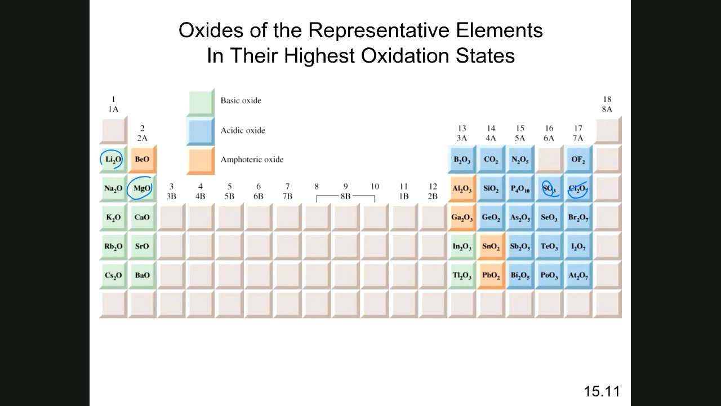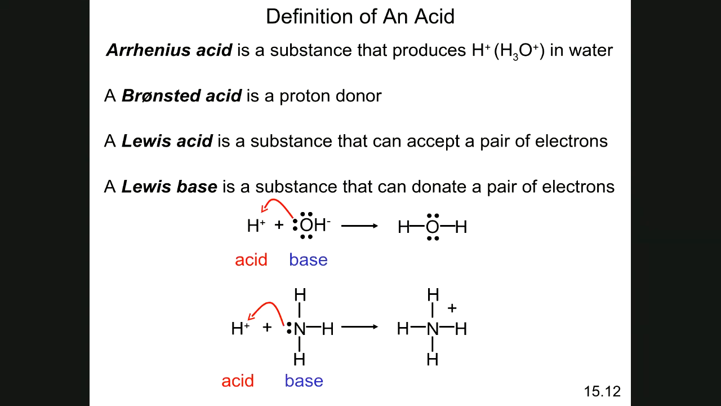And then amphoteric compounds are those that can act as both acid and base. When they face a stronger base, they act as an acid, and if they're facing a strong acid, they act like a base. So it depends on the other part.